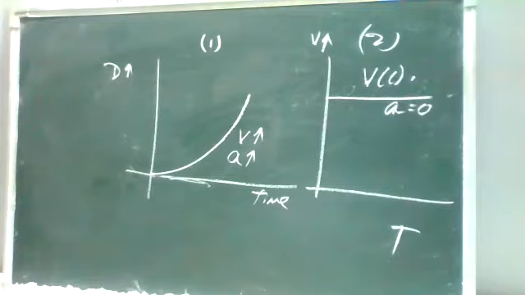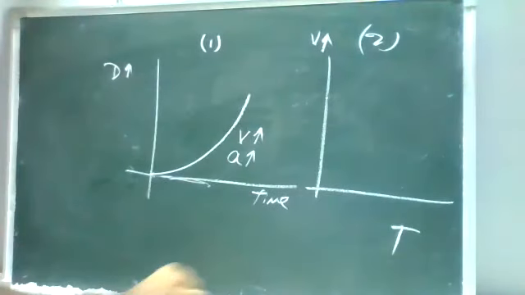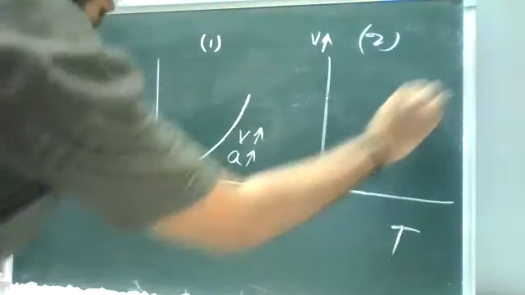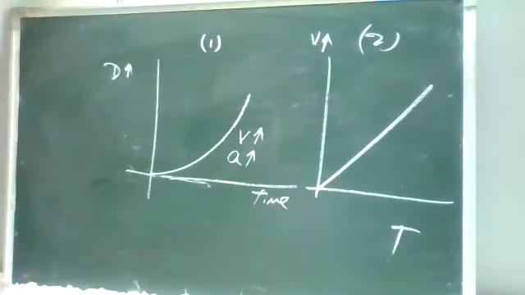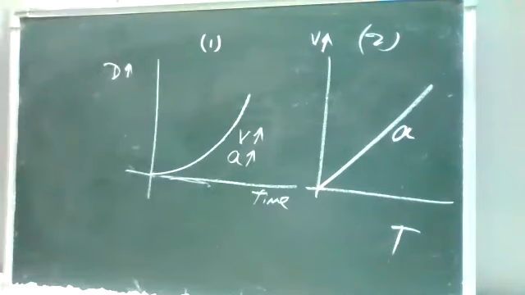The velocity time graph is a straight line inclined to the time axis. When it is inclined to the time axis, then the motion is uniform acceleration. Then there is an acceleration. Okay, so these are your graphs under acceleration time.